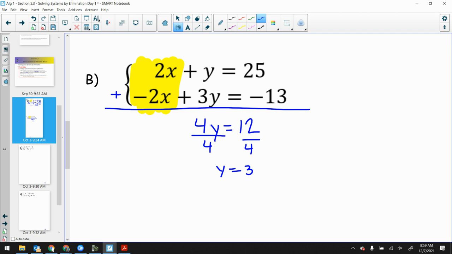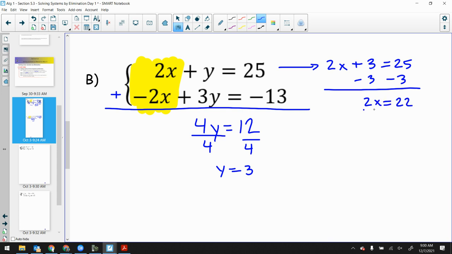The rest of this is the exact same thing as substitution. This is easy. So we go back into the top again. Does it matter? Could we go into the bottom? Sure. So 2x plus, well, y is 3, is 25. Subtract the 3. 2x is 22. x is 11.